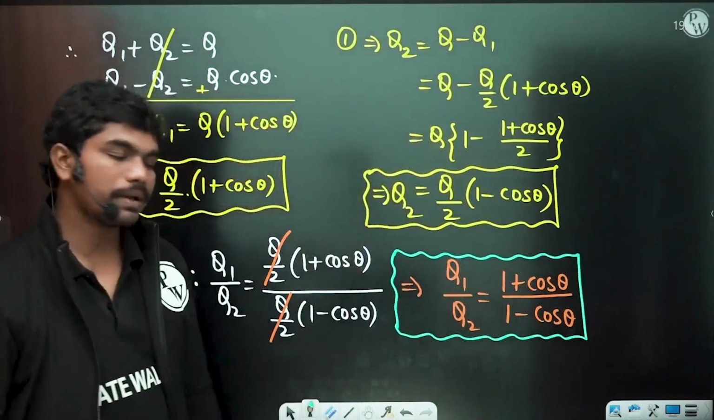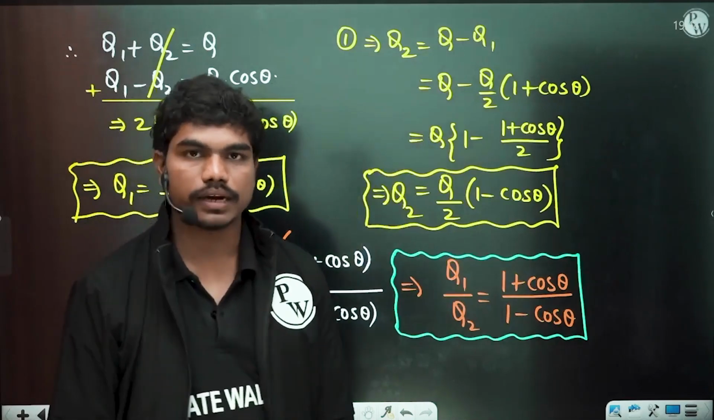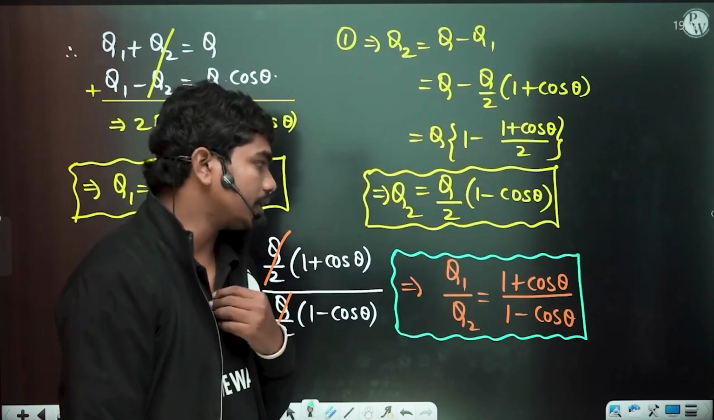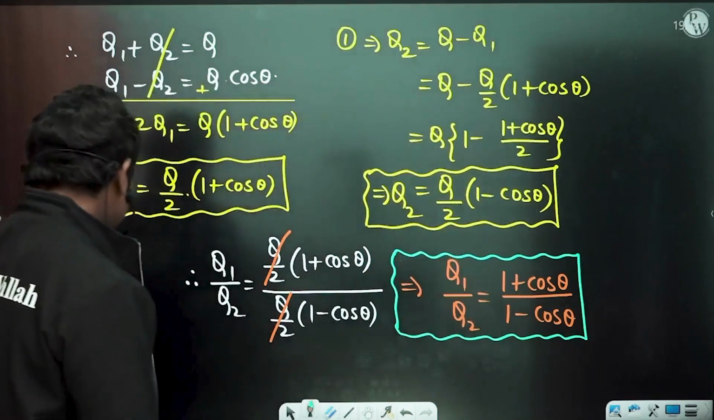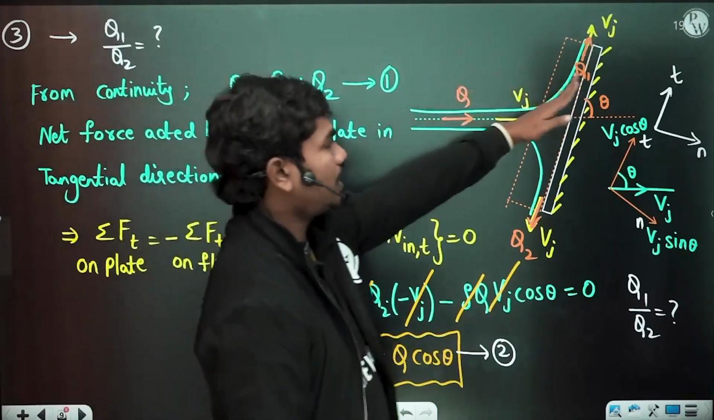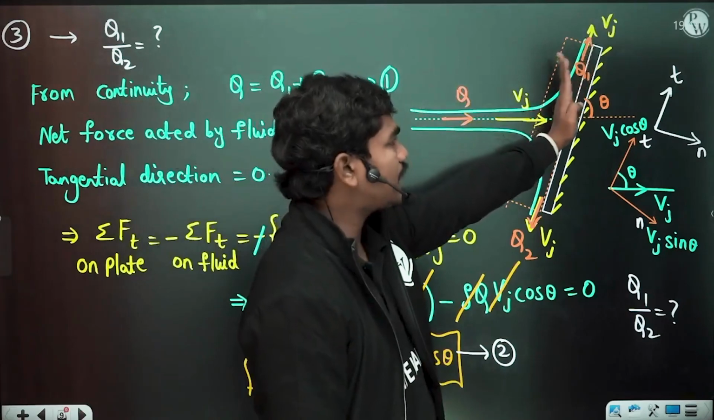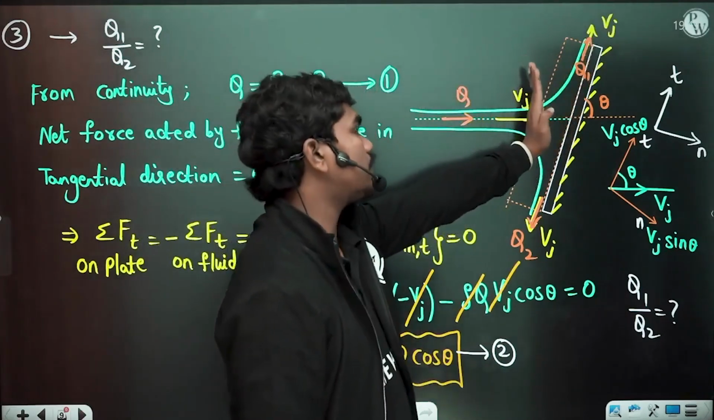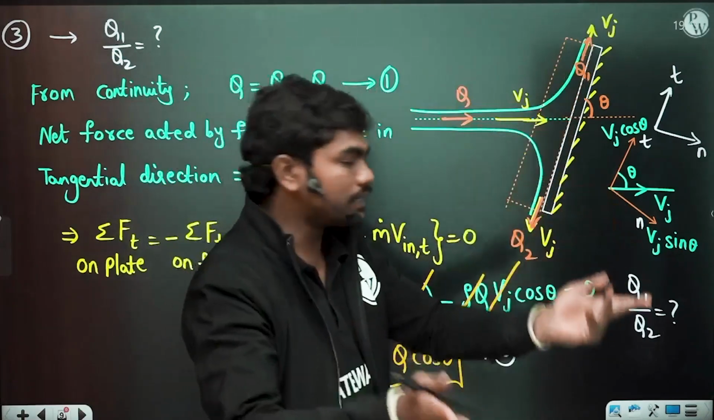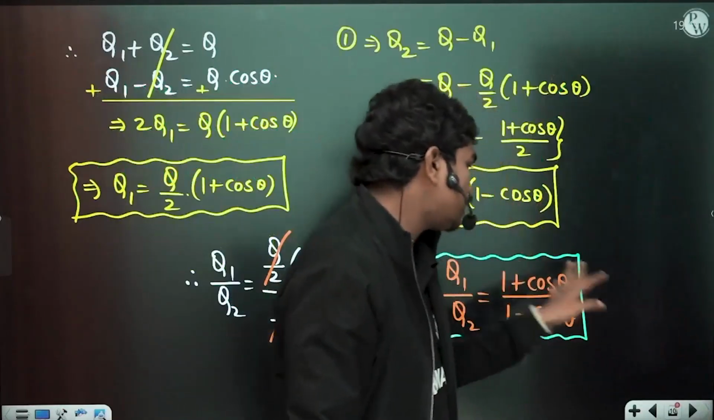Clear? So q1 by q2 is 1 plus cos theta by 1 minus cos theta. Clear? So this is how we have the things. Okay, so look, I'll tell you one thing. Let us suppose theta is 90, for example. It means the plate became vertical. When the plate is vertical, we have seen that the jet splits into two equal halves, correct? Which can also be understood from this equation.